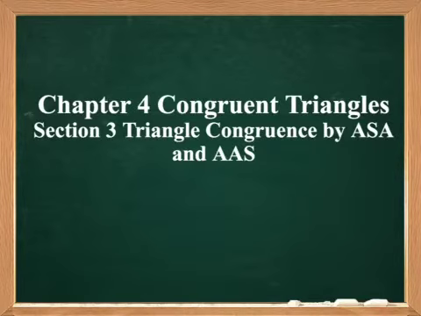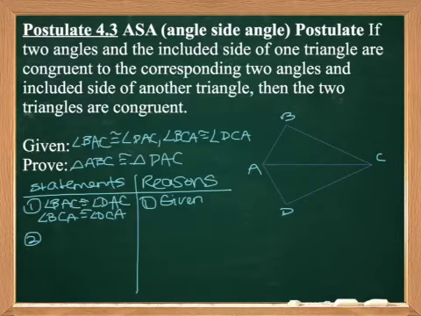Chapter 4, Section 3, Triangle Congruence by Angle Side Angle and Angle Angle Side. Postulate 4.3 ASA, the angle side angle postulate, states that if two angles and the included side, so the side in between the two angles, of one triangle are congruent to the corresponding two angles and included side of another triangle, then the two triangles are congruent.